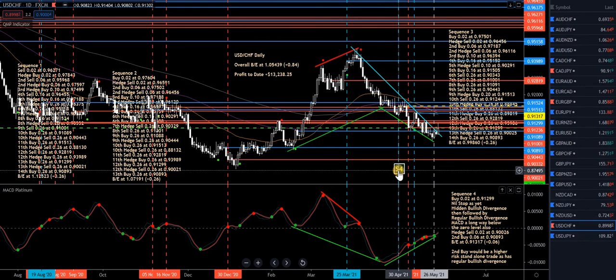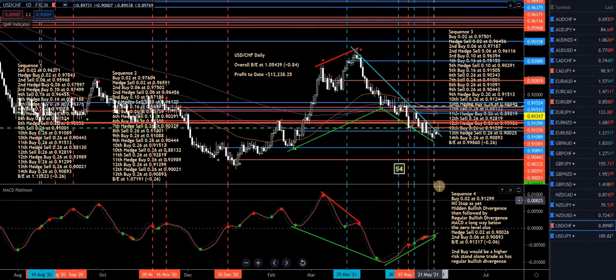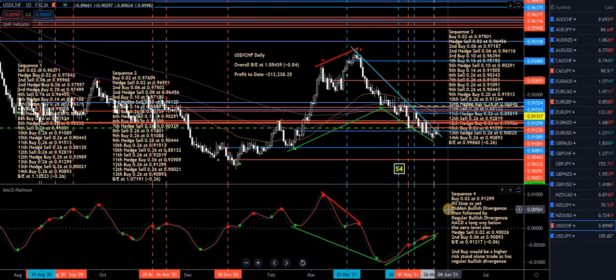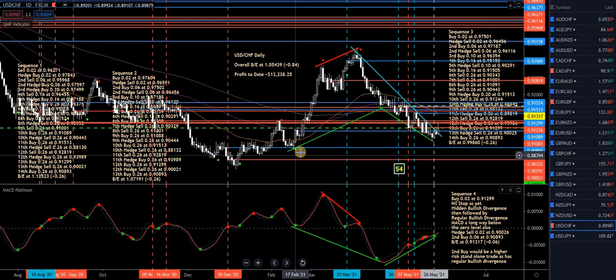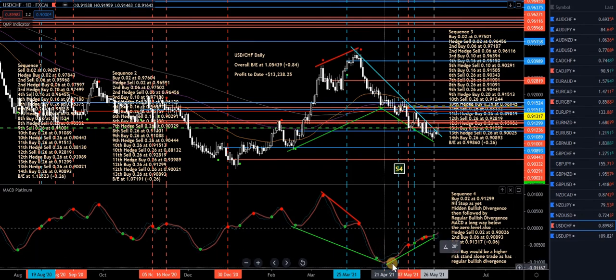Now, it was a buy here, and you can read the notes there. It was based on hidden bullish divergence followed by regular divergence. So we had the divergence there, initial hidden, followed by regular. Price kept on going down, MACD going up. Took the buy, took the hedge sell, took a second buy. There's my break-even level up there.